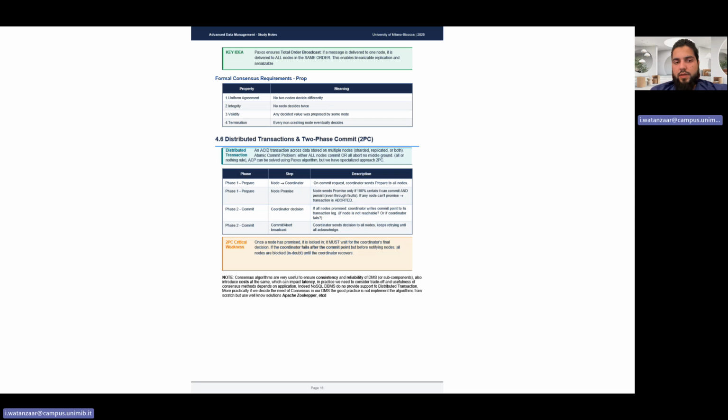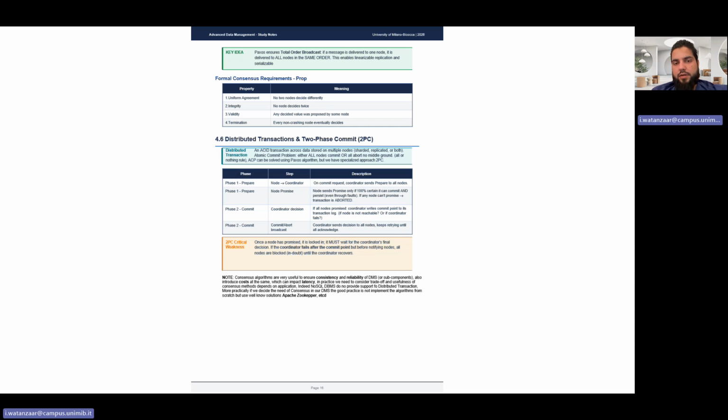The first one is uniform agreement: no two nodes decide differently. If they are deciding on one leader, the others should not consider themselves a leader, like in a split brain. Integrity: no node decides twice. They need to decide only once; if they decide twice, maybe they can change their leader. That's an example from an application. Validity: any decided value was proposed by some node, so it should be valid.